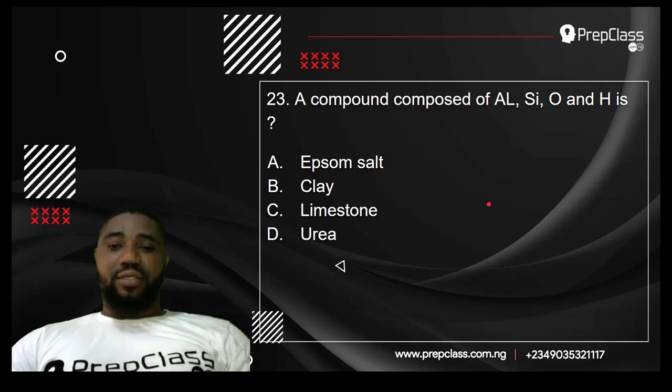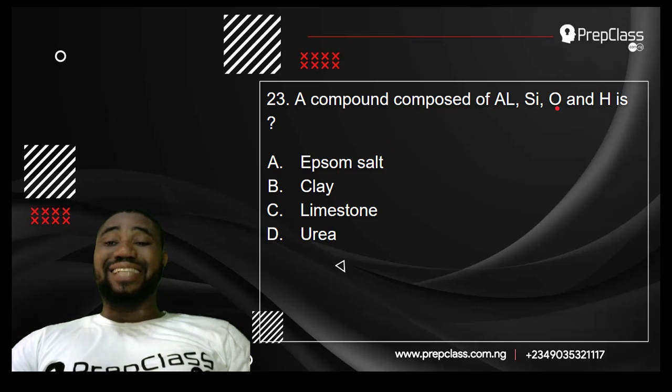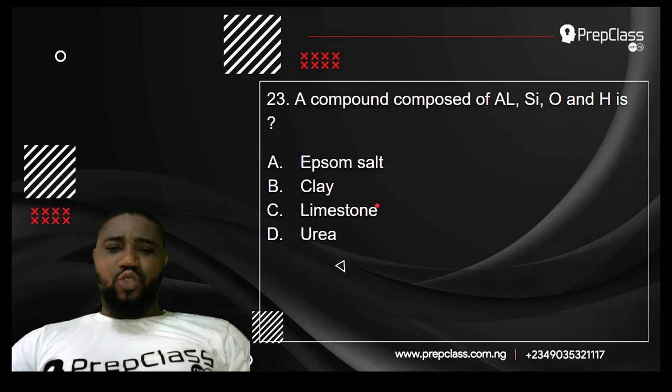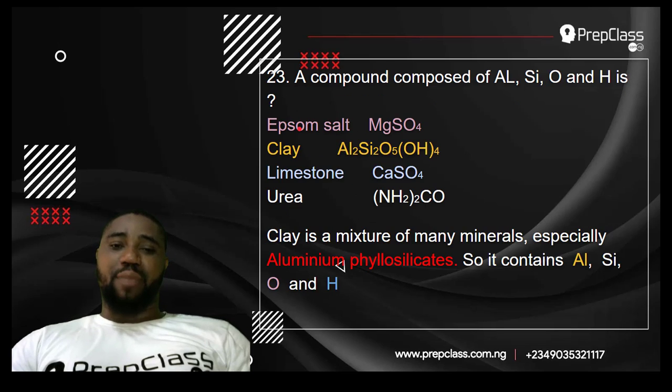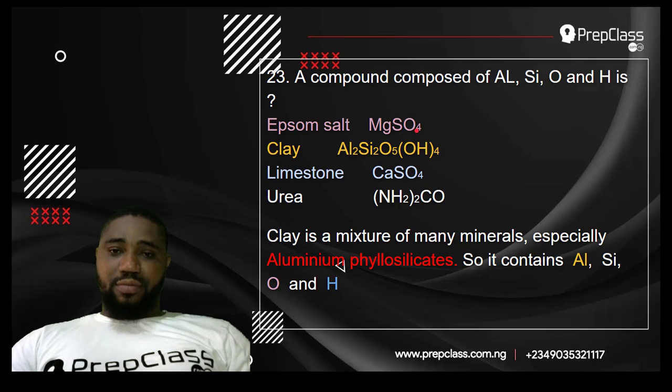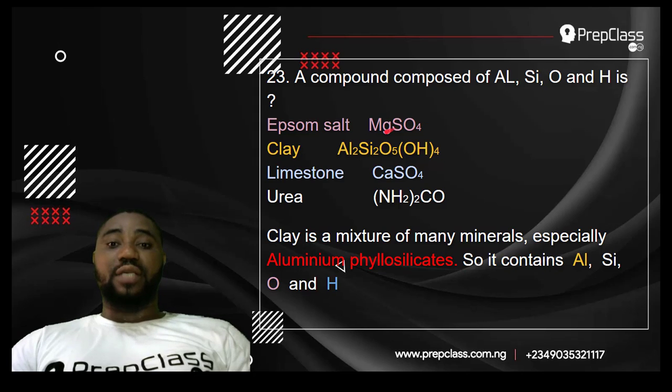Question number 23. A compound composed of aluminium, silicon, oxygen, and hydrogen is. They're asking which of these compounds is composed of aluminium, silicon, oxygen, and hydrogen. For you to answer this question, you need to know the formula of each of these compounds. The first one, Epsom salt, is magnesium sulfate heptahydrate. So it contains magnesium, sulfur, and oxygen, plus water of crystallization.